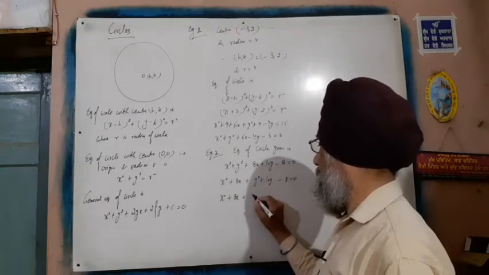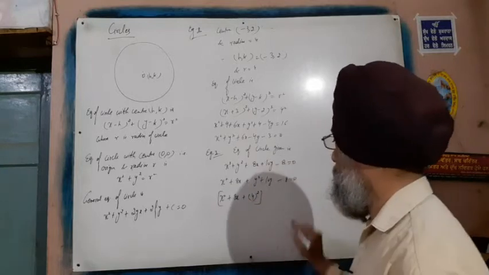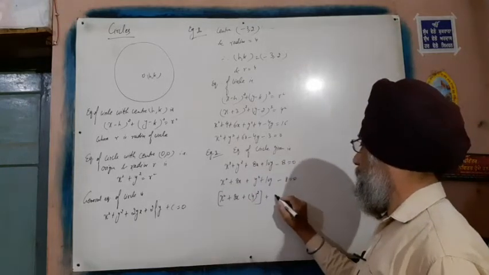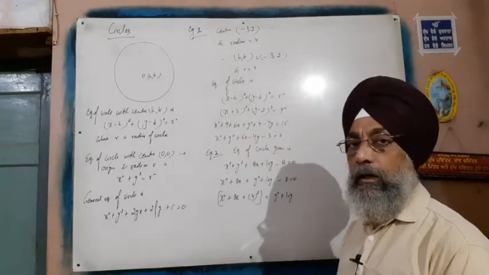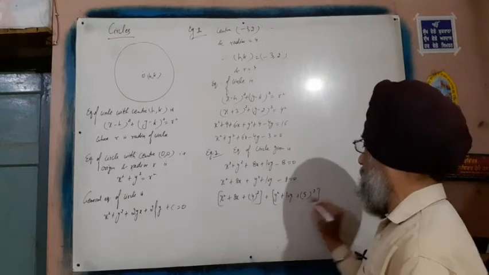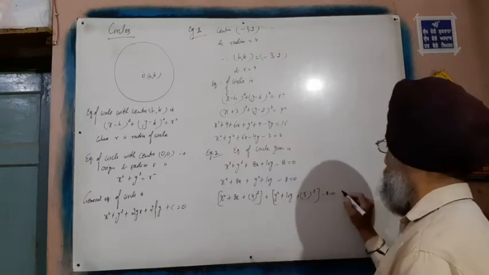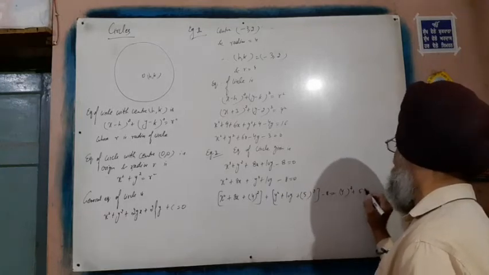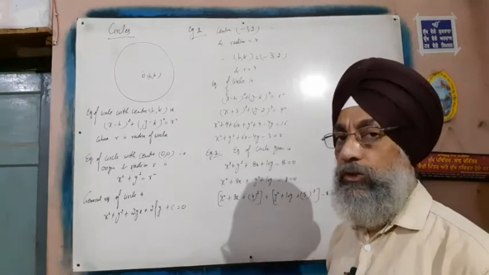8x, it becomes square of 4. Here y square plus 10y. Same here, the coefficient of y is 10, half is 5, adding square of 5. As we have added, we have to add on both sides just to balance it. दोनों तरफ ऐड कर देंगे. So we added square of 4 and square of 5 on both sides of the equation.